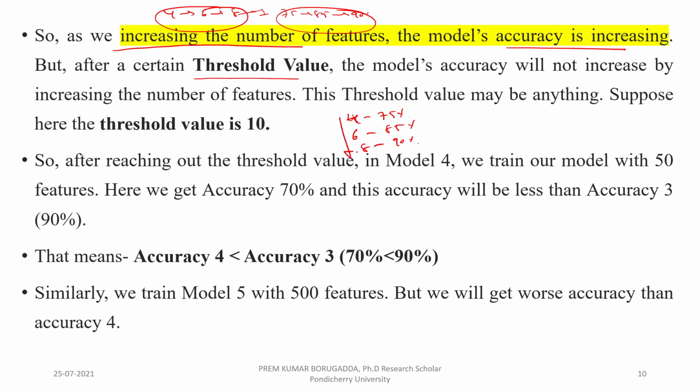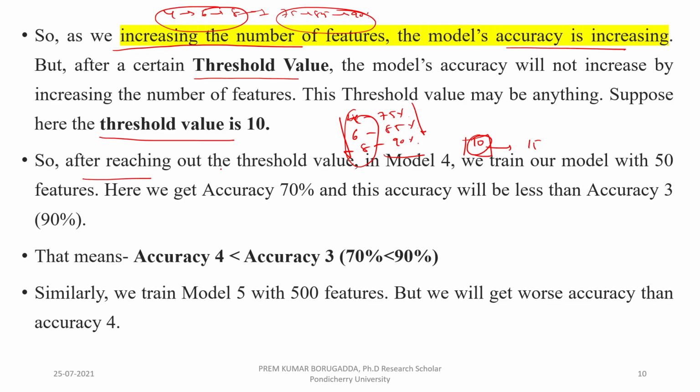Suppose while increasing the number of features, accuracy keeps increasing, but at a certain point, say a certain value is 10. Up to 10, increasing the number of features may increase accuracy. After this threshold value of 10, even if I take 15 features, my accuracy may decrease. That is the threshold value. Here I'm taking threshold value 10, meaning 10 features. If there are more than 10 features, accuracy may decrease.